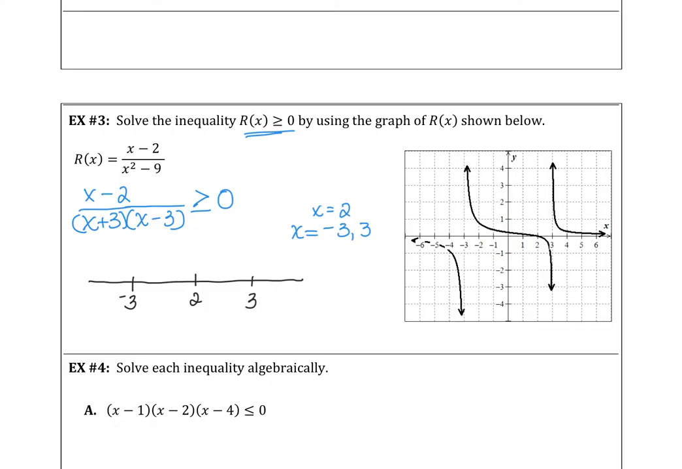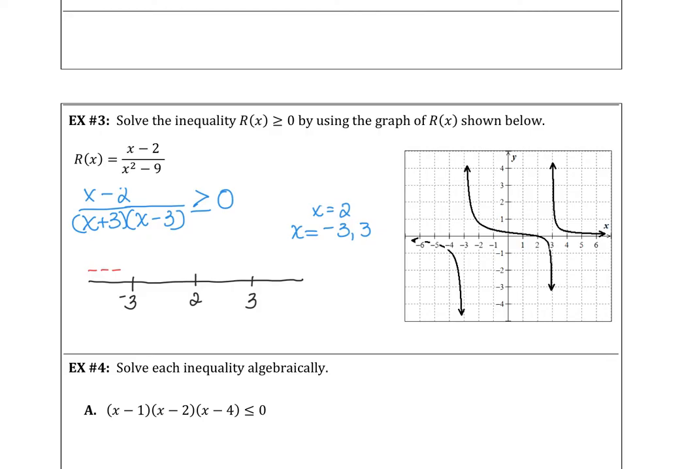And like we did with the other inequality, let's say we test a number, say negative 4. So if I put a negative 4 here and a negative 4 here, and think about all the math, negative 4 minus 2 is a negative number. And negative 4 squared is 16, and 16 minus 9 is going to be a positive number. So testing negative 4, that area is a negative value. Does that make sense to you?